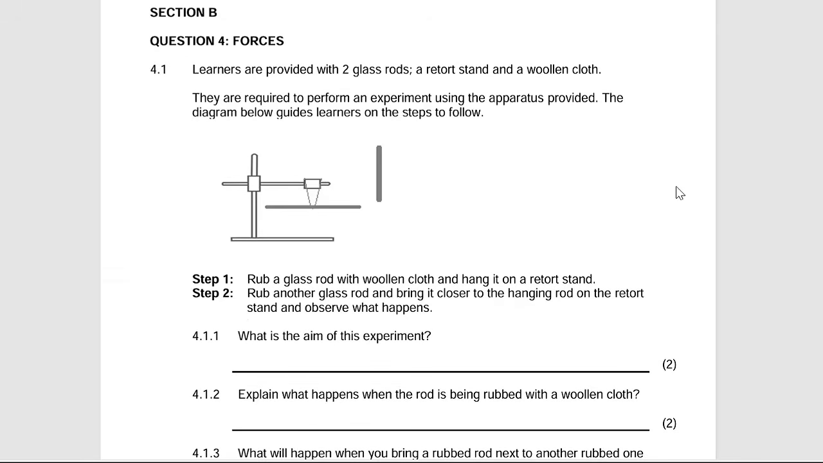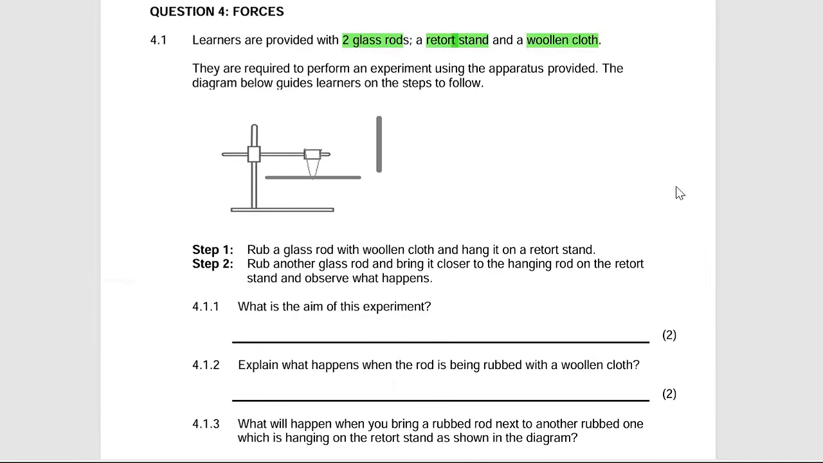It reads here, learners are provided with 2 glass rods, a rheostat, a retort stand and a woolen cloth. They are required to perform an experiment using the apparatus provided. The diagram below guides the learners on the steps to follow. Step number 1, we are asked to rub the glass rod with a woolen cloth, and then hang it on the retort stand.